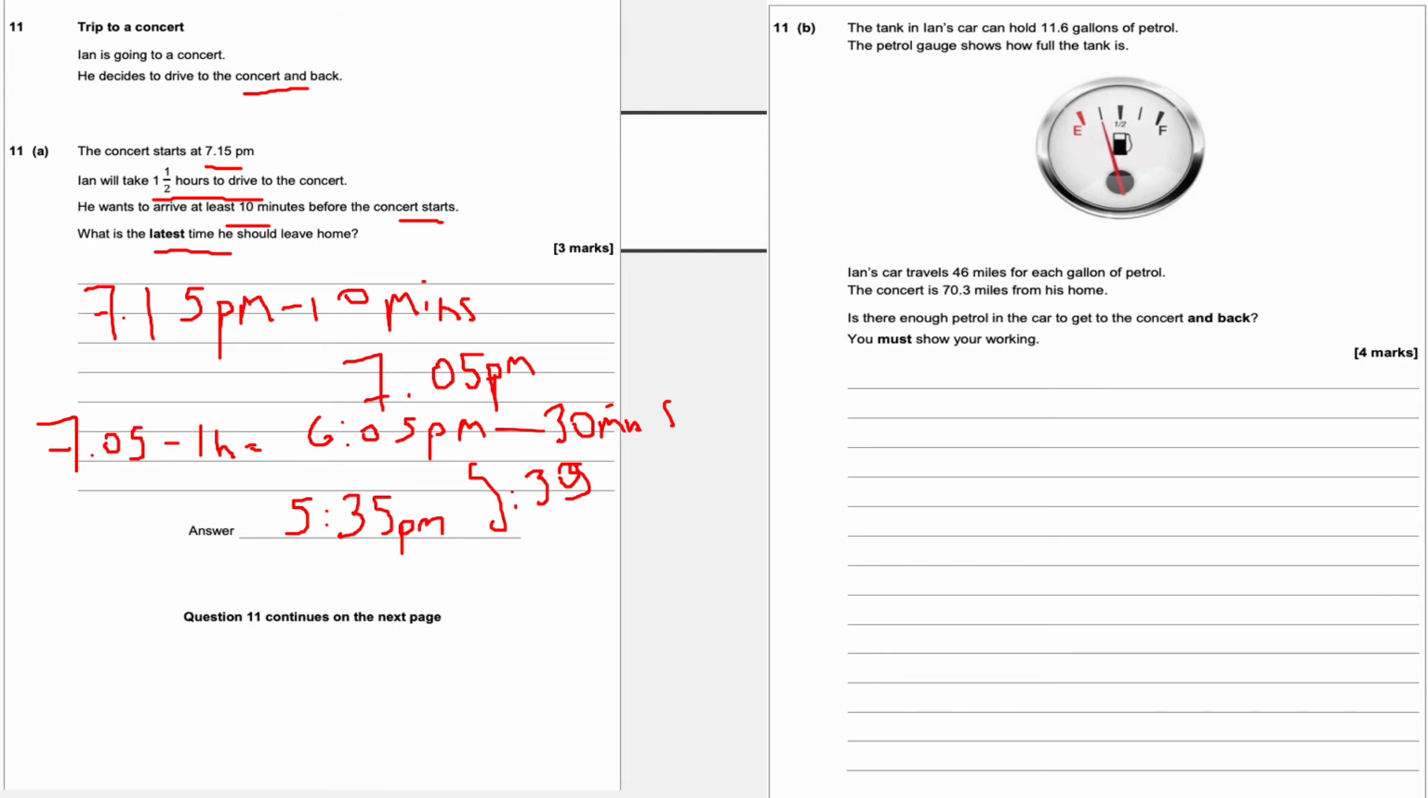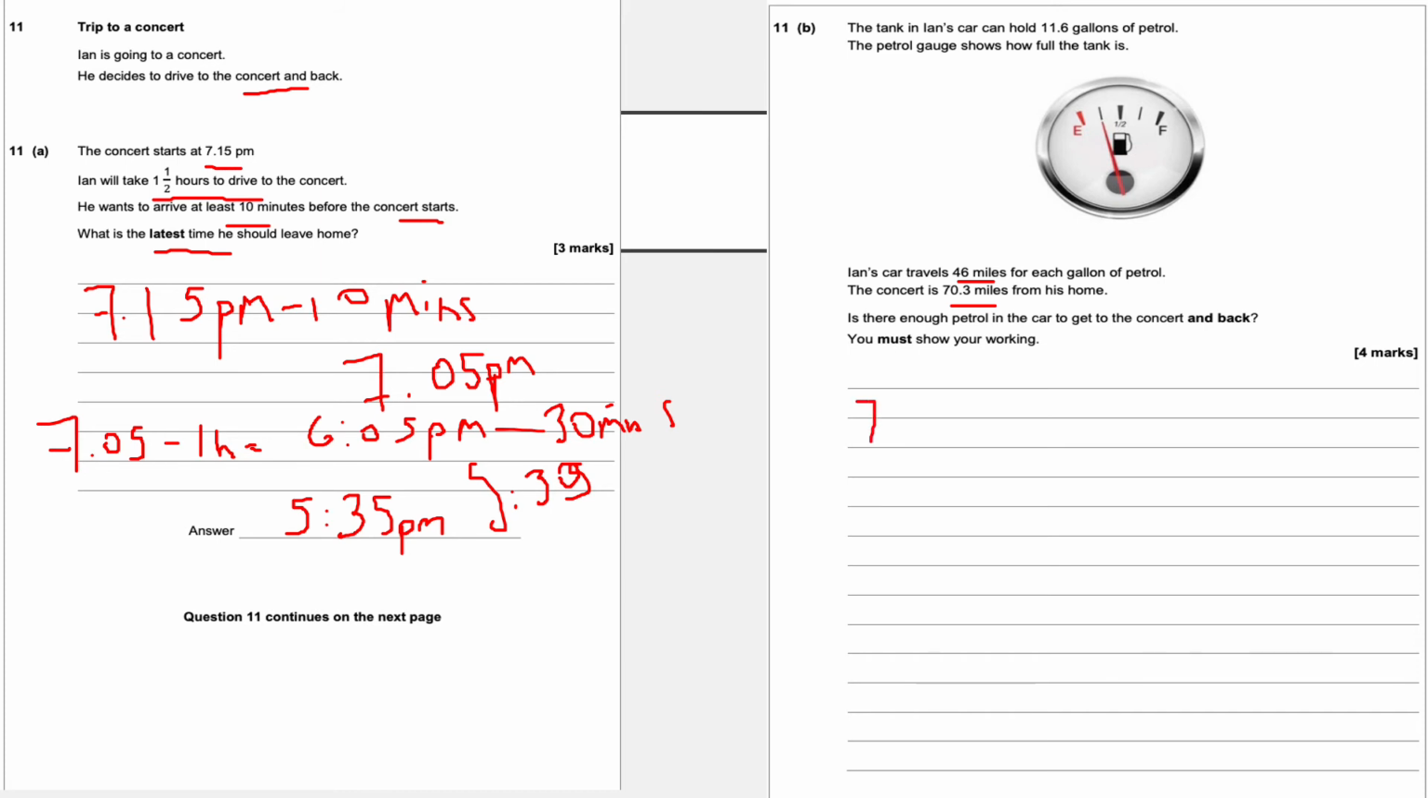Part B, guys. The tank in Ian's car can hold 11.6 gallons of petrol. The petrol gauge shows how full the tank is. Ian's car travels 46 miles for each gallon of petrol. The concert is 70.3 miles away from home. Is there enough petrol for him to go to the concert and back?